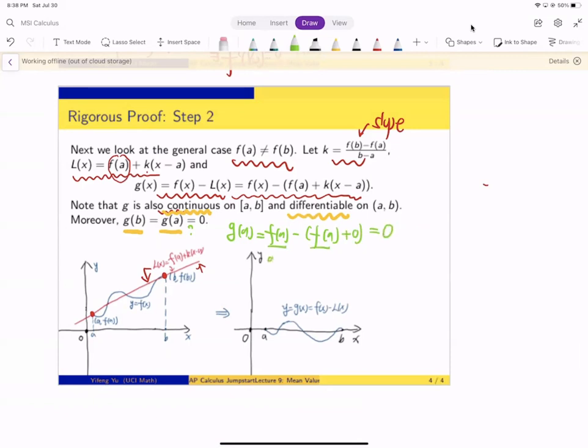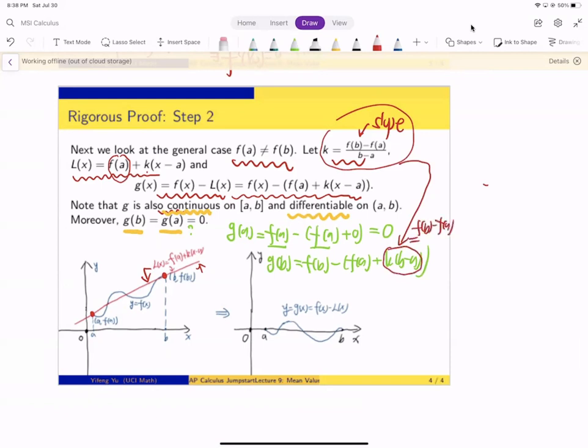All right, and let's check what is g(b), right? So g(b) will be f(b) minus f(a), and plus k times (b minus a). But remember, what is k? k is this. If I put k right here, this guy will just be f(b) minus f(a). So everything will just be canceled. So this is also 0. All right. So now the point is, now I have a function g(x), right? And g(x) equals 0 at these two endpoints, right? So it's g(b) equals g(a) equals 0.